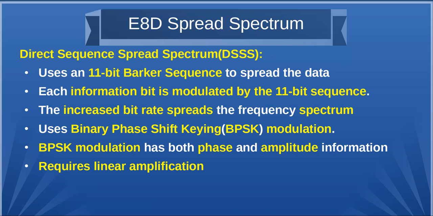It uses binary phase shift keying, where the other one used the Gaussian, it was frequency shift, right? And then the binary, you've got both phase and amplitude information. So it definitely requires a linear amplifier to do it. But you can't do it with a Class C amplifier because of the amplitude information.